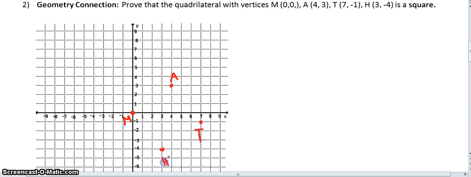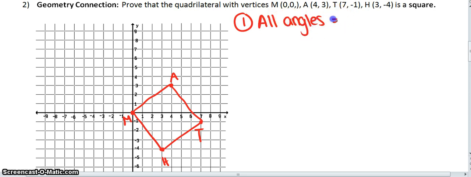Okay, and I want to prove this is a square, which you might be able to see. It kind of looks like a square. Looks like it has right angles. It looks like all sides are congruent, but you don't know this without proving it. If there's one thing I taught you in this class, you have to prove it. Okay, so there's 2 things you need to know about a square. 1, all angles have to be right angles. You need to prove that.